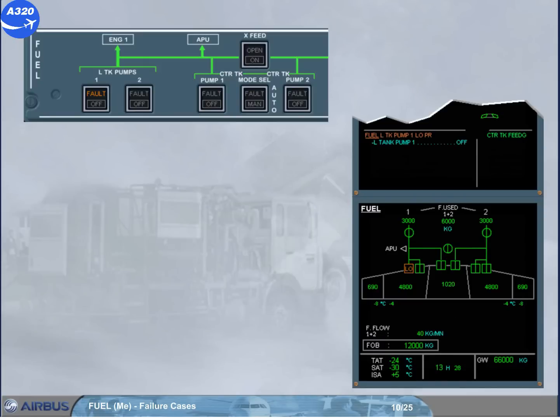The amber message, left tank pump 1 low pressure, on the engine warning display, means that the left tank pump 1 is faulty. The ECAM fuel page appears automatically, with the related pump indication. Note, the master caution and the single chime are not triggered as the tank has another pump for redundancy.